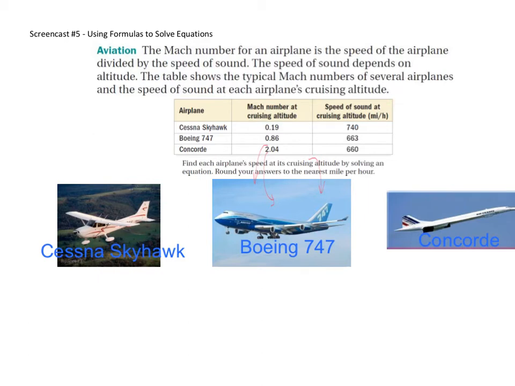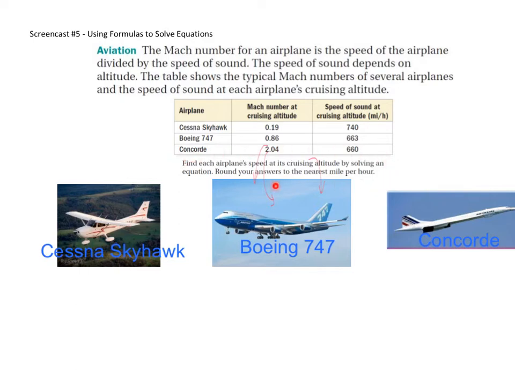So the Cessna Skyhawk has a Mach number at cruising altitude of 0.19 and the speed of sound at cruising altitude in miles per hour of 740. And you can see the data for the others, for the Boeing 747 and for the Concorde. We need these numbers. Why? Because it is our duty right here to find each airplane's speed at its cruising altitude by solving an equation.